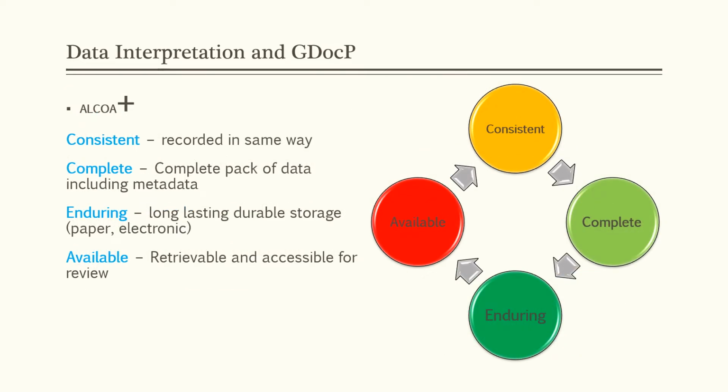ALCOA Plus. In addition to ALCOA, there are few other requirements for the data integrity. Consistent. All the data recorded in a same way or similar format. Complete. Complete pack of data including metadata or any supportive data in this pack. Enduring. Long-lasting durable storage, paper or electronic. Available. Retrievable and accessible for review. It should be easily retrievable whenever it is required.